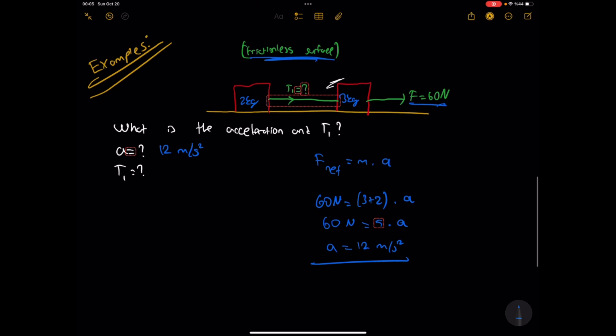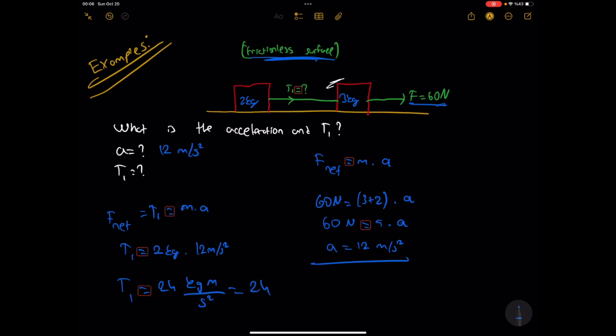From now on, we can solve for T1. We know that F net, which is T1, equals m times a, so T1 equals 2 kg times 12 meters per second squared. We find that it is 24 kg m per second squared, which is 24 newtons.